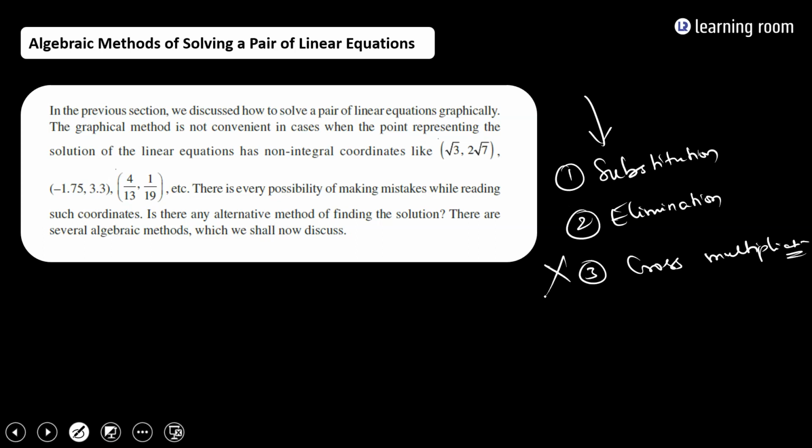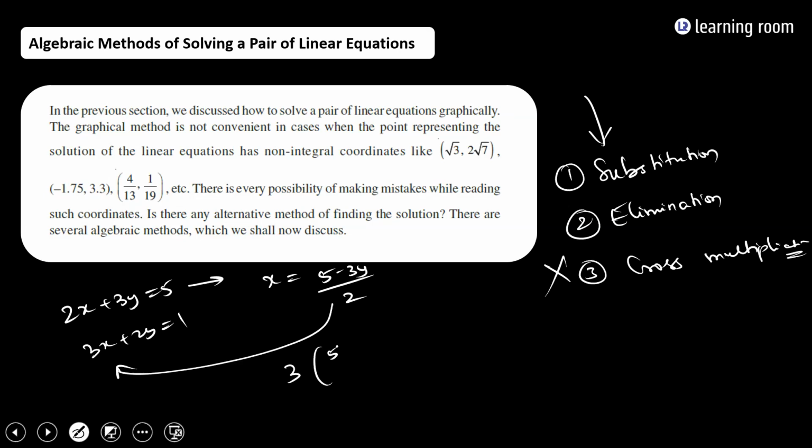If I have the equations 2x plus 3y is equal to 5 and 3x plus 2y is equal to 1, and I have to solve this using the substitution method, what do I do? I write one variable in terms of the other and substitute it in the second equation. So 2x plus 3y is equal to 5 means x is equal to (5 minus 3y) by 2. Substitute it here: 3 into (5 minus 3y) divided by 2, plus 2y is equal to 1.